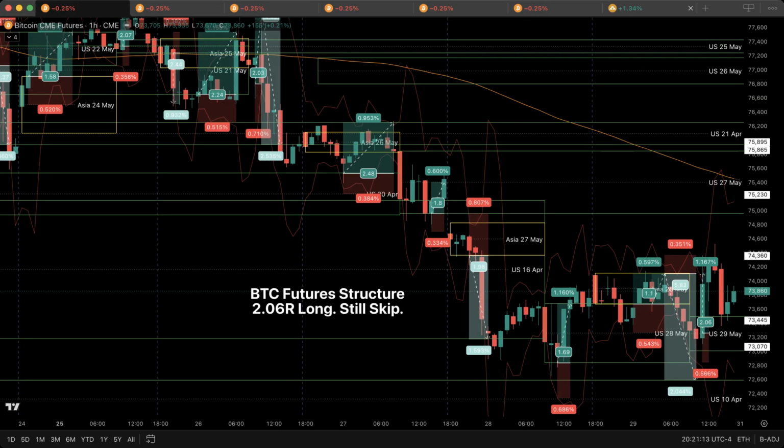That is why the weekly review matters. Without it, the trader sees only candles. With it, the trader sees where the candles are trapped. May 29th US session gives a visible long. Entry: May 29th US midpoint. Stop: May 28th US lower boundary. Target: May 28th Asia upper boundary. Risk-reward ratio: 2.06. But the final session makes the answer different.